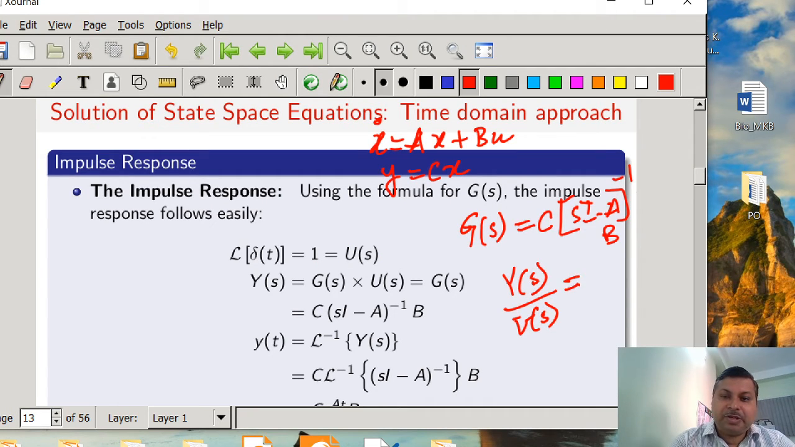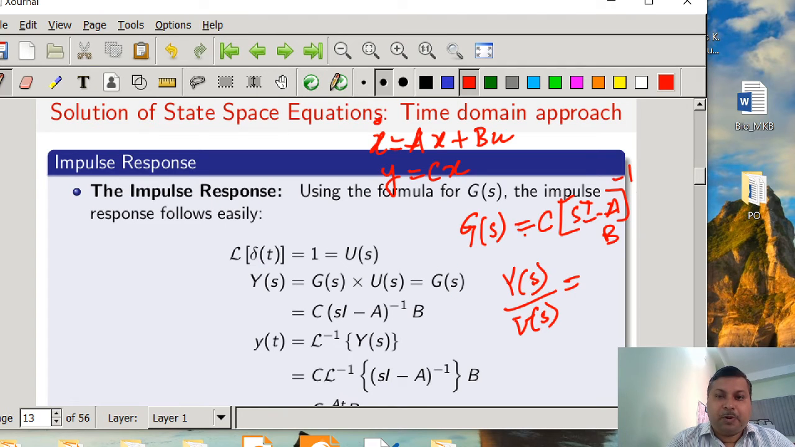So from this expression we can see that Y(s) is equal to G(s) into U(s), and for the impulse response U(s) is equal to 1. So if U(s) is equal to 1, then we get basically Y(s) equal to G(s).